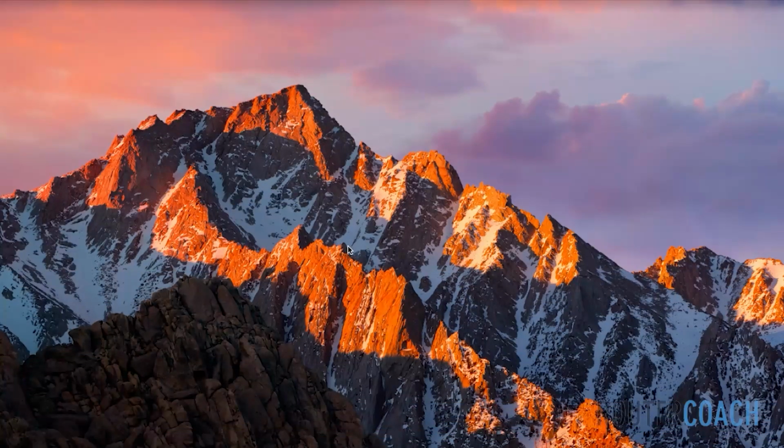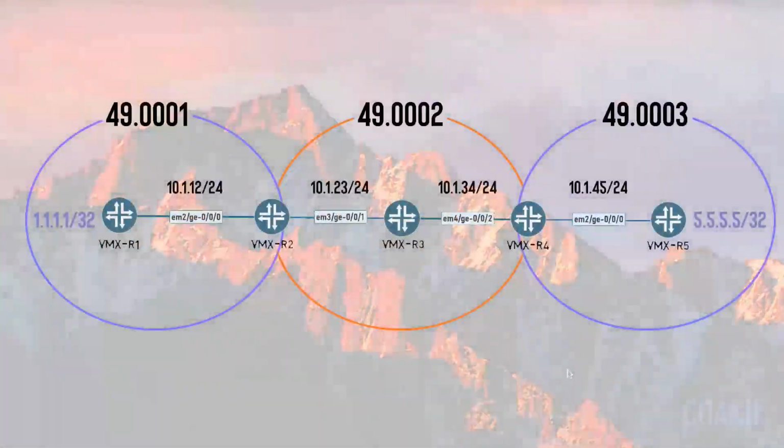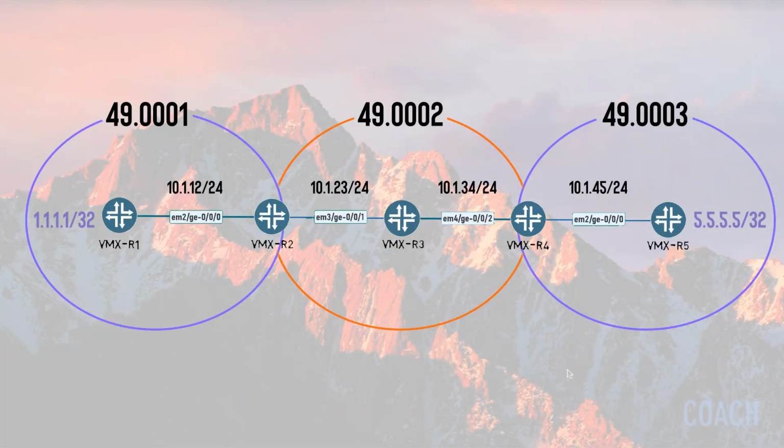So, IS-IS Level 1 and Level 2. I have a pretty flat topology. Let's have a look at the topology that we're going to be using here. So we have 5 routers in a row, R1, R2, R3, R4 and R5. R1 and R2 are in area 49.0001. Well, actually with IS-IS, the whole intermediate system is within an area. So let's just have a look at the diagram here.